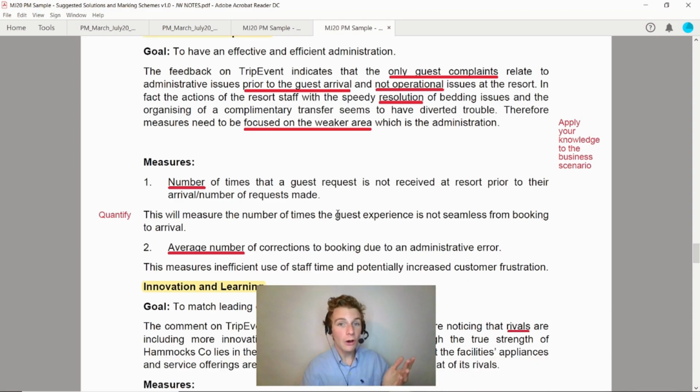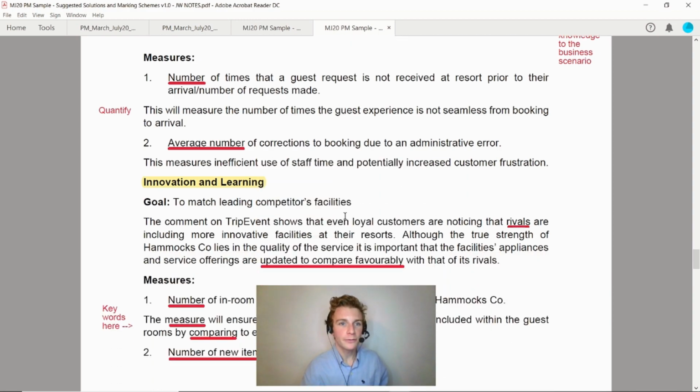So that's the actual goal of the administration, how we can improve it, but how now are we going to measure it? So think about how we can quantify this and actually measure it as well. So we've got the number of times that a guest request is not received at a resort prior to their arrival divided by the number of requests made. So if the requests by the guests are going down and down and down, well, our processes must be going up and up and up in terms of quality. This will measure the number of times the guest experience is not seamless from booking to arrival.